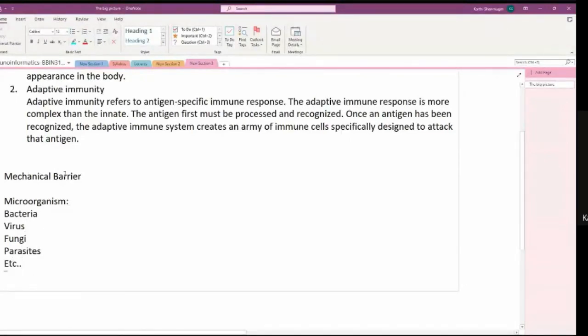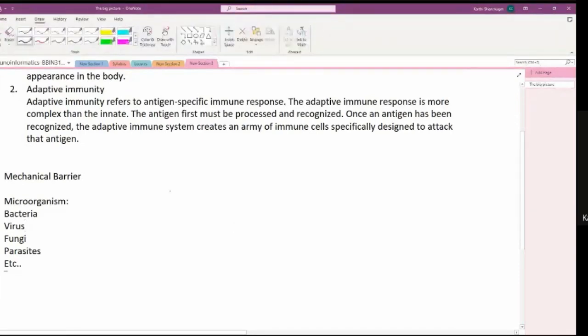The main job of these microorganisms is that they have to somehow enter into the body, because they need some host for the replication, reproduction or survival of the microorganism, right? So if we consider this as the body, on the outside we have some kind of barrier, what we call the mechanical barrier.